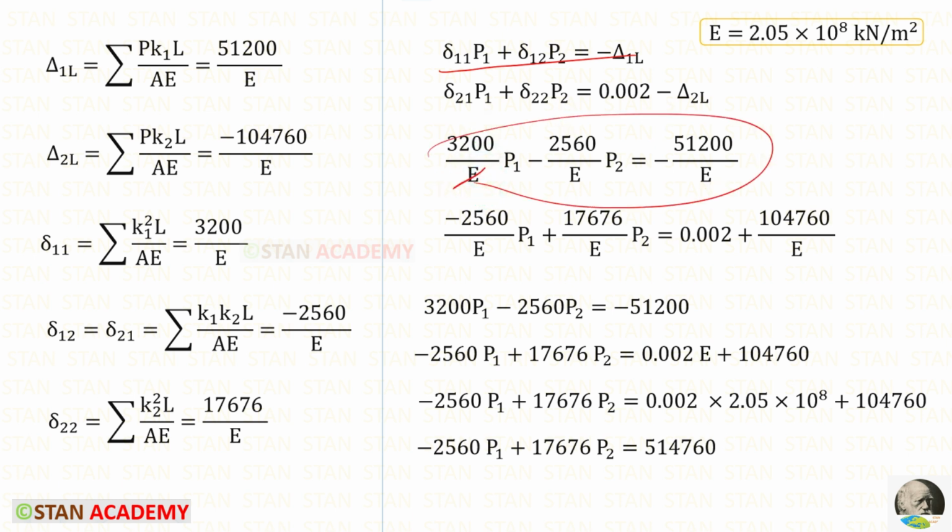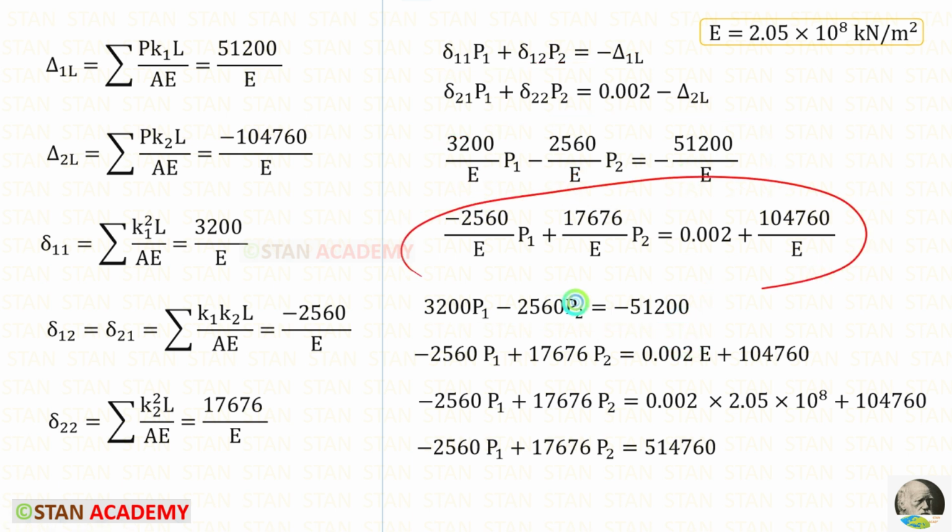We can eliminate E then, so that we will get this equation. In this equation, we can multiply all of the terms with the Young's modulus E. Then we can eliminate, so that we will get this equation. In this equation, we can apply the value of E.